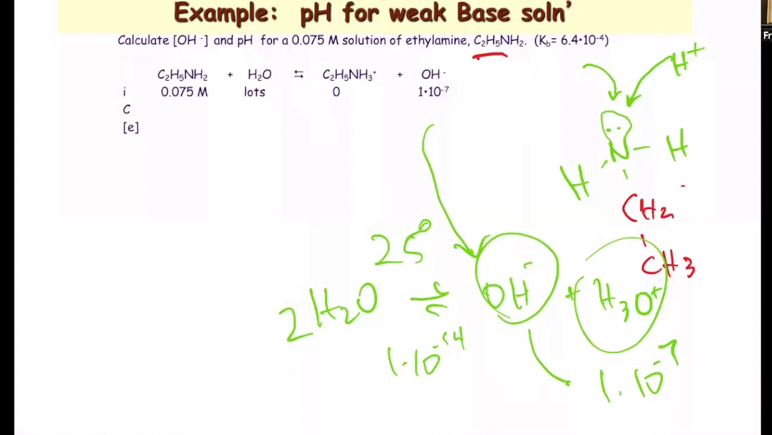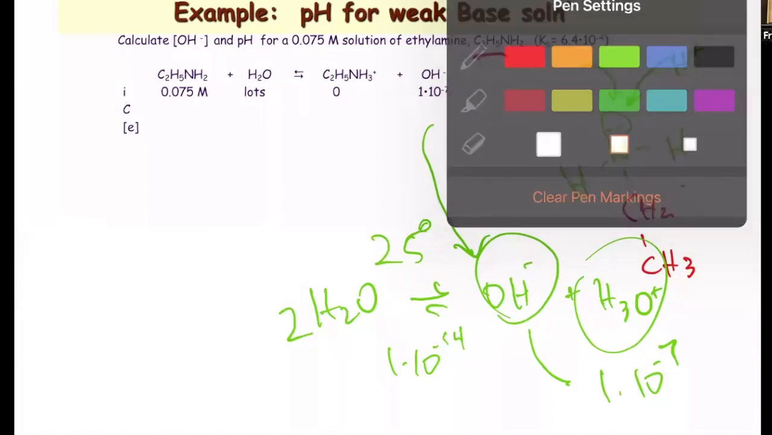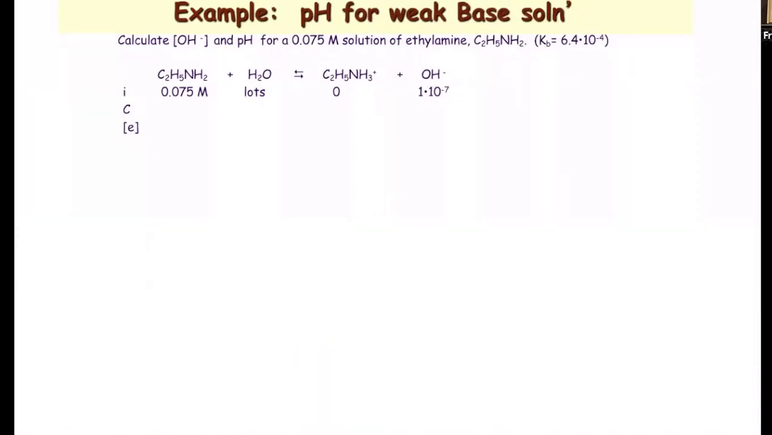So let me go ahead and erase this, and let me show you the shortcut to this problem. And what you will see is that if you know this shortcut and you make simplifying assumptions, the problem is like a couple of minutes to solve, okay? And this is how I would teach it to my more advanced class, because they understand the simplifying assumptions that are made in acid-base chemistry.